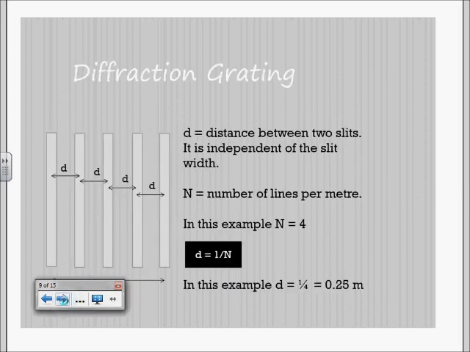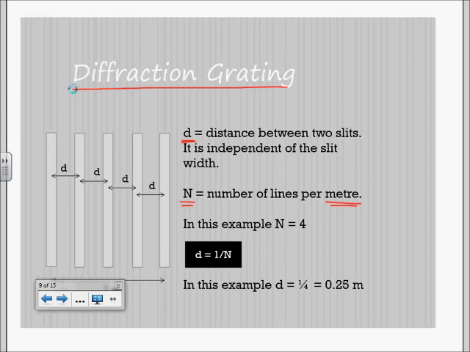All right, and the other thing just to be careful of is that when we use the formula, we use d for being the distance between the two slits. But what's normally quoted for a diffraction grating is n, the number of lines, and often it's per millimeter. This does say per meter, so we need to be careful.